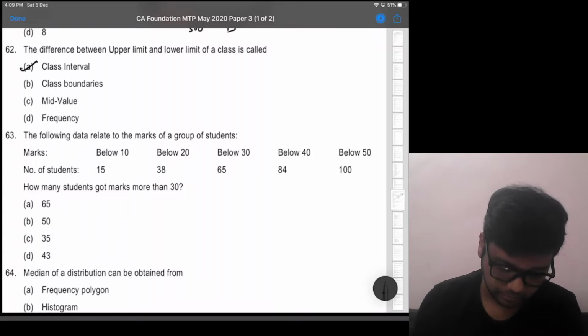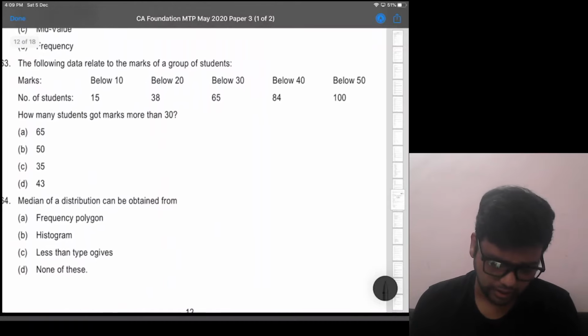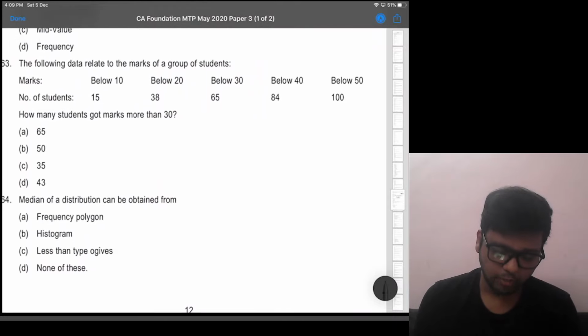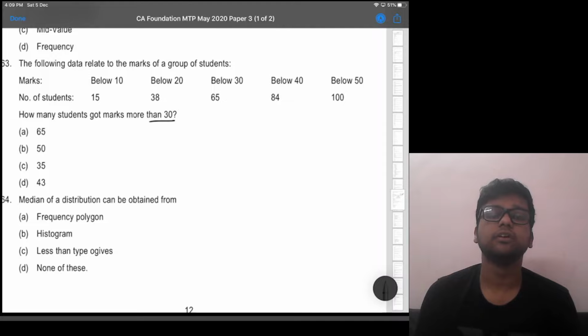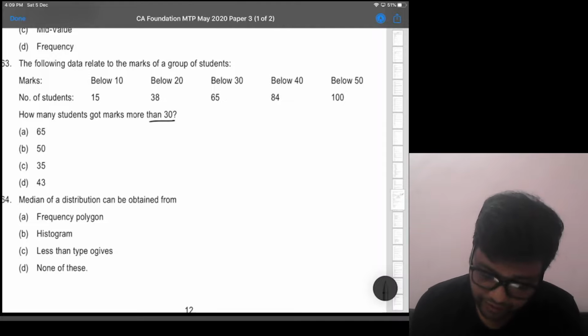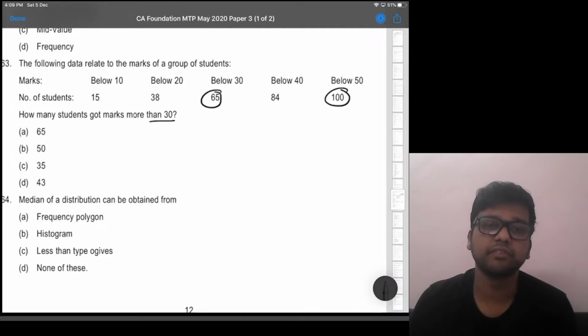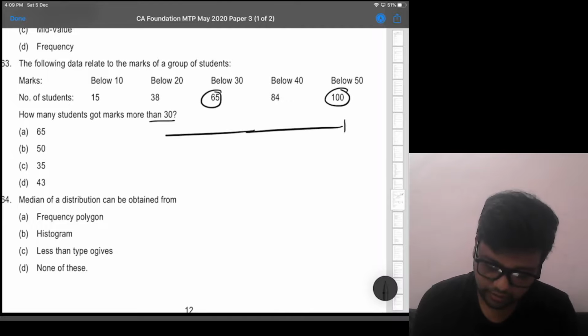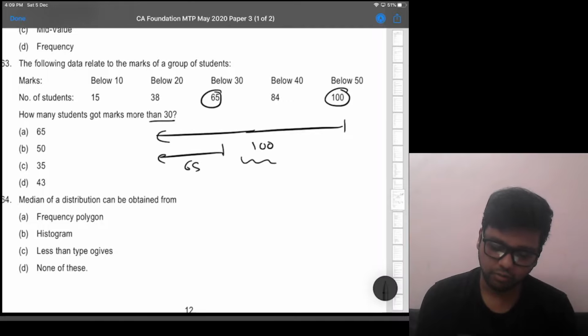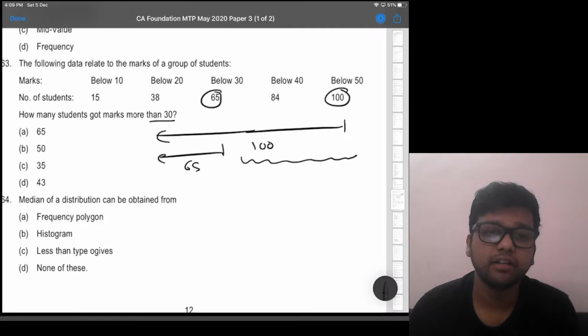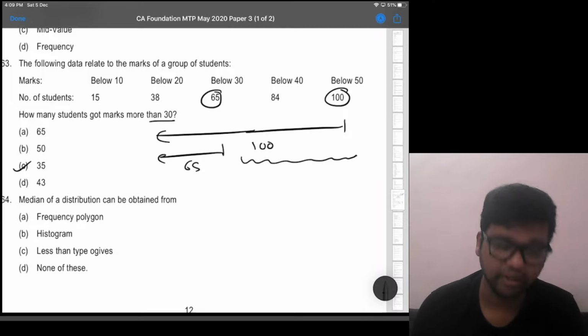Okay, fine. 63. Again, less than type. How many students got marks more than 30? Now see, below 50 there are 100 students, and below 30 there are 65 students. That means this is 100 and below 30 this is 65. We want more than 30, that means we want this area. So 100 minus 65 is 35, option C.